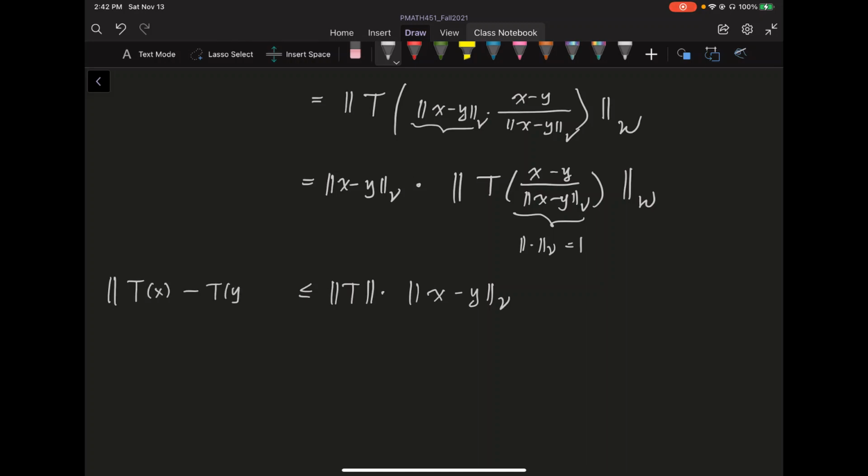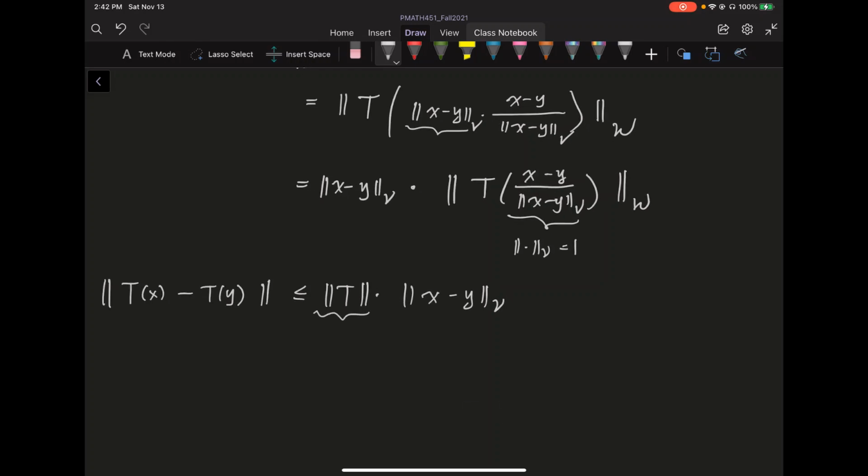Okay, so let me copy down what we started with. We started with Tx minus Ty, and I showed it's less than or equal to a constant times the distance between x and y. This is basically the definition of a Lipschitz function. So T is Lipschitz. And you have probably already seen from 351 or even earlier that Lipschitz functions are uniformly continuous. So they're, of course, continuous. So T is continuous, and this is everywhere. All right, so this basically proves this equivalence.